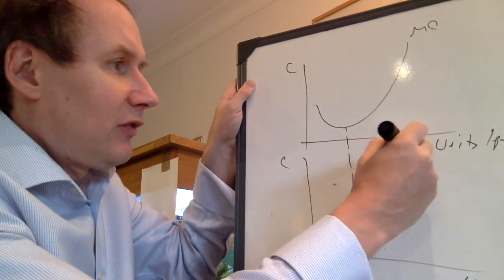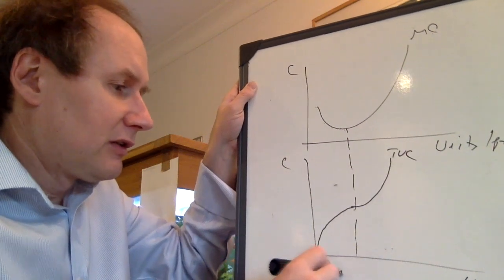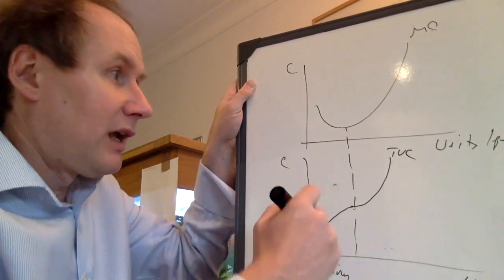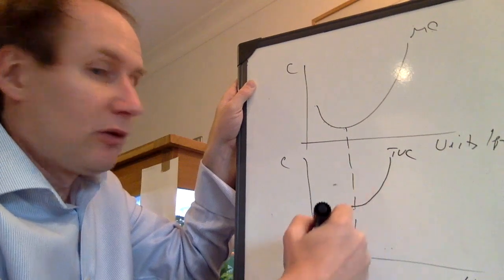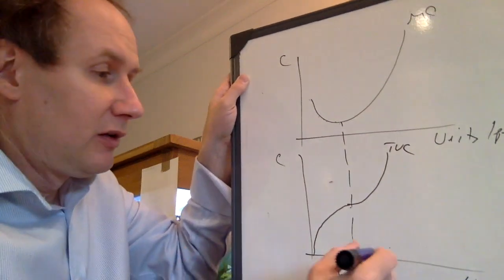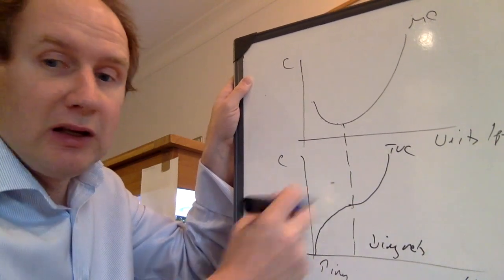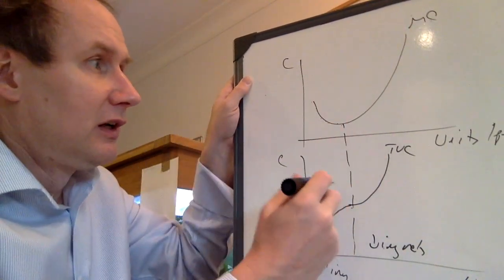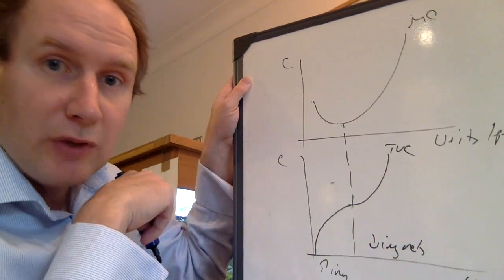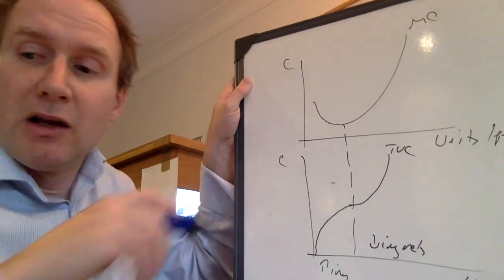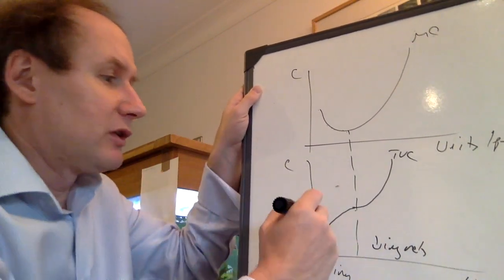So where we have increasing returns, then marginal cost falls, total variable cost rises more slowly. Where we have here diminishing returns, marginal cost is rising, total variable cost is rising more quickly.